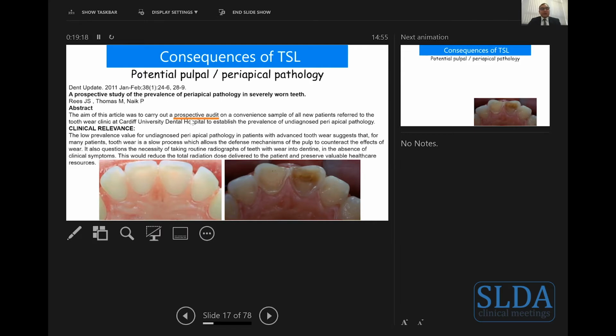Nevertheless, this prospective audit from the Cardiff Dental School reported that tooth surface loss is rather slow, allowing the defense mechanisms to protect the pulp. Therefore, they even suggest that routine radiography is not indicated in tooth surface loss. But I would leave that decision to you, depending upon the severity of the tooth surface loss in your patients. You may make an informed decision about taking radiographs and treatment planning these cases.